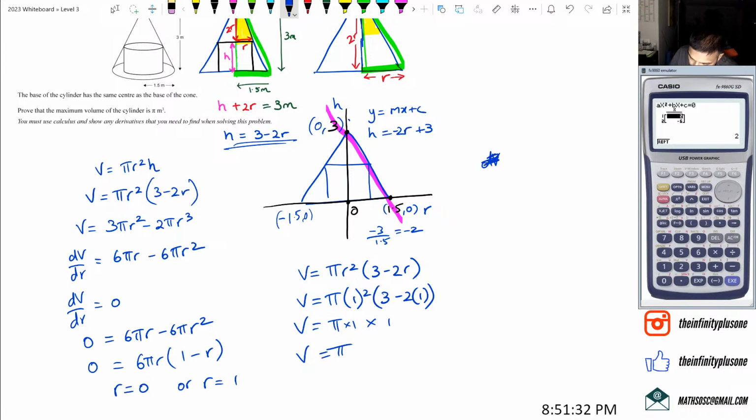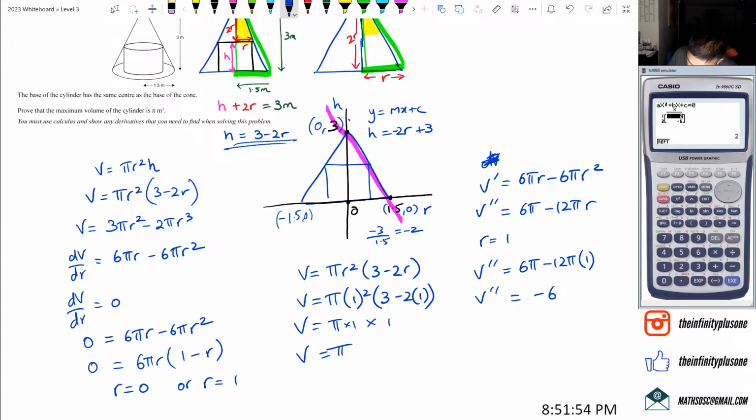This is part of the reason I always get confused with that notation. So we have 6 pi r minus 6 pi r squared. V double dash is equal to 6 pi minus 12 pi r. Because r is equal to 1, V double dash is equal to 6 pi minus 12 pi times 1, so V double dash is equal to negative 6 pi. Since V double dash is less than 0, therefore V equals pi is the max volume.